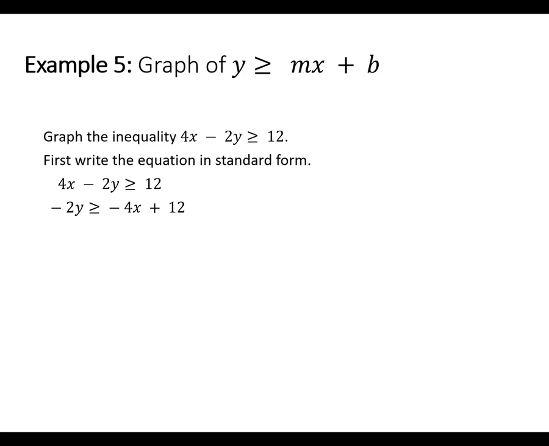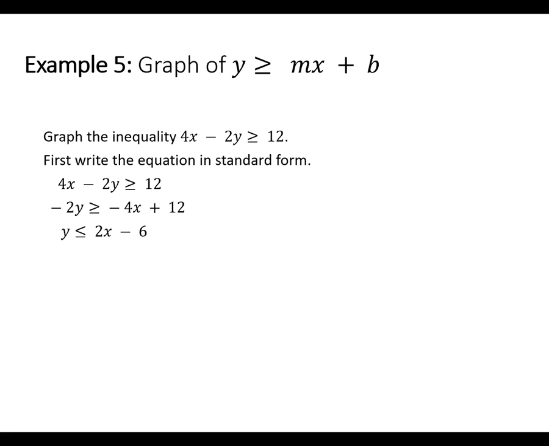Now we want to isolate that y still, so we want to divide everything by negative 2, or we can multiply everything by negative 1/2. Same exact thing. When we do that, we have to remember to flip the inequality because we divided or multiplied by a negative value. And then our right side gives us 2x minus 6 when we simplify those fractions. So what we are graphing is really the line y equals 2x minus 6. And then you have to talk about the shading.